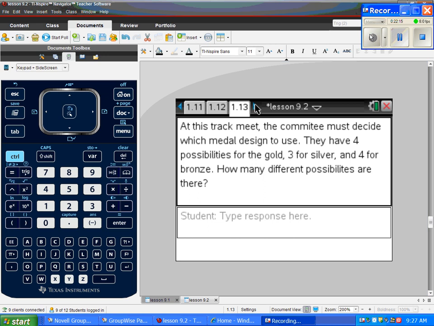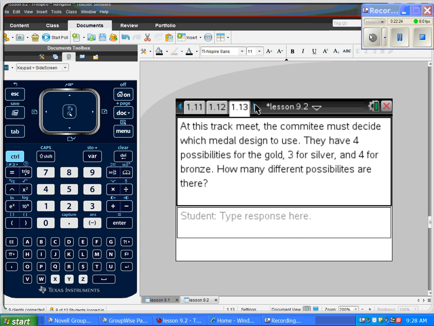All right. What method does somebody think? Fundamental. Why do you want to use the fundamental here? Separate events that we broke down a big event of choosing a medal. We had choosing a medal. That's our event. We broke it down into gold, silver, and bronze. So how'd you set up your fundamental theorem?